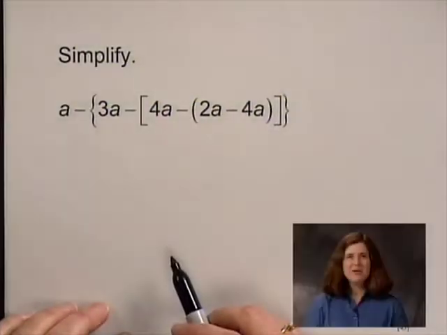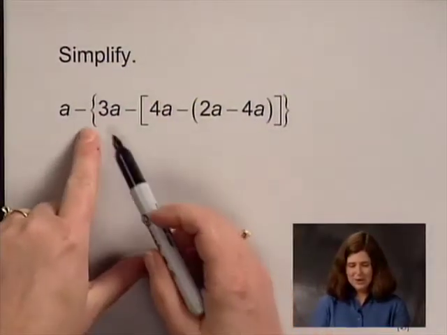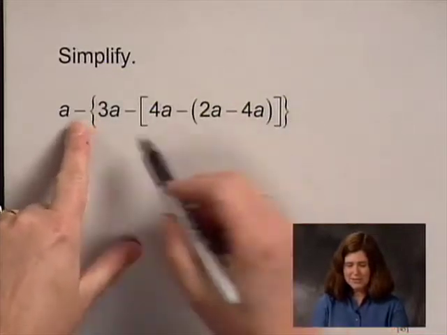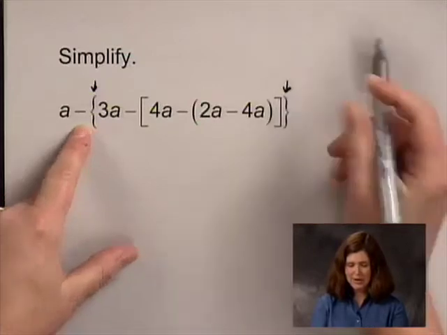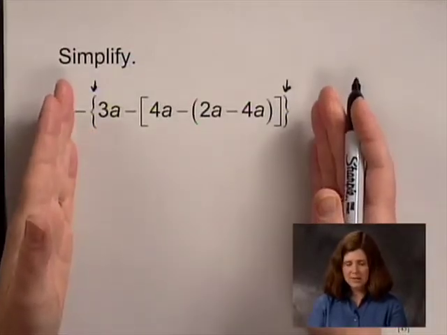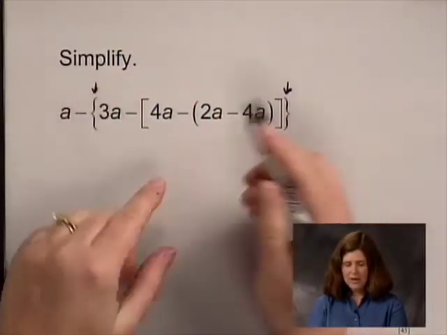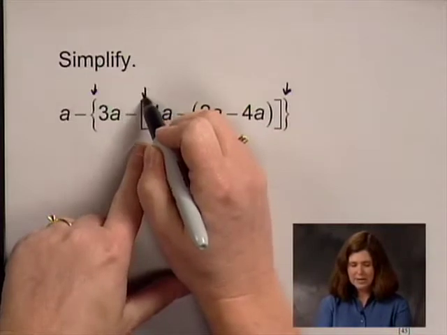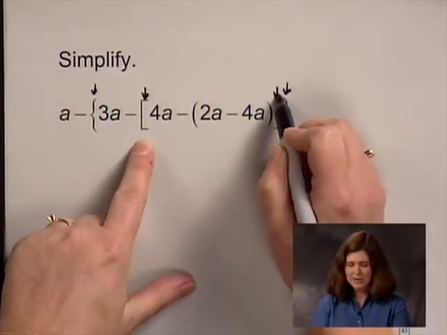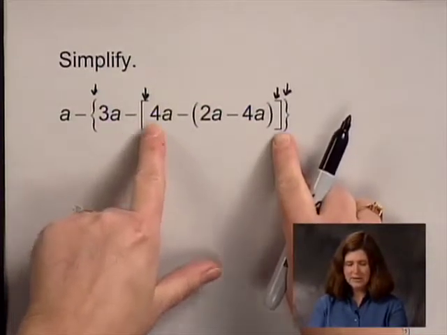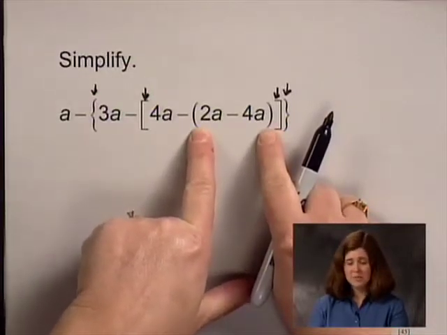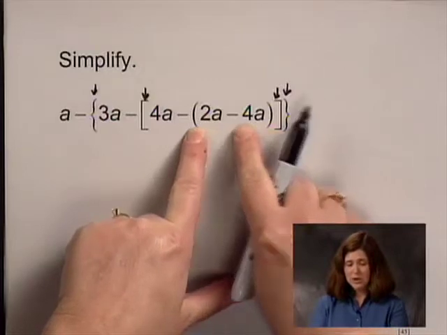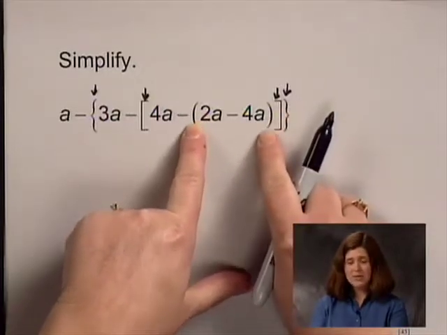Now the way to find the innermost set of grouping symbols is to notice that these braces, the left one is here, the right one is here, they're on the outside of the expression. When we move in, we see that these brackets, the left one is here, the right one is here, that's still outside the parentheses. So the parentheses in here would be the innermost set of grouping symbols. So we'll start by simplifying inside the parentheses.